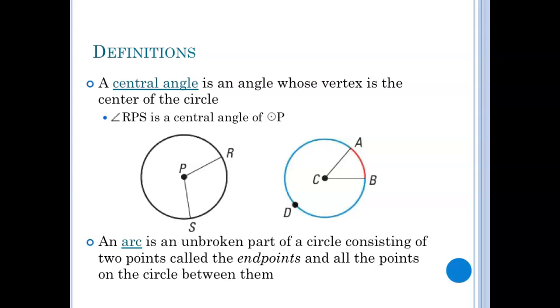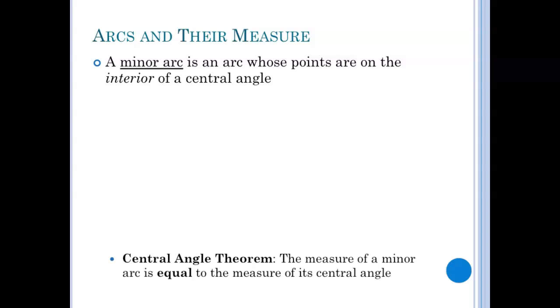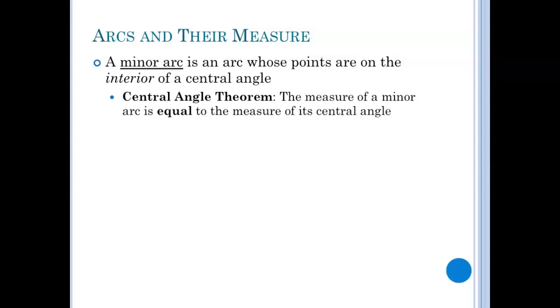Now in terms of naming arcs, we have two types of arcs that we may see. The first is what we call a minor arc. This is an arc whose points are on the interior of a central angle. Now the central angle theorem states that the measure of a minor arc is equal to the measure of its central angle. What does that mean?